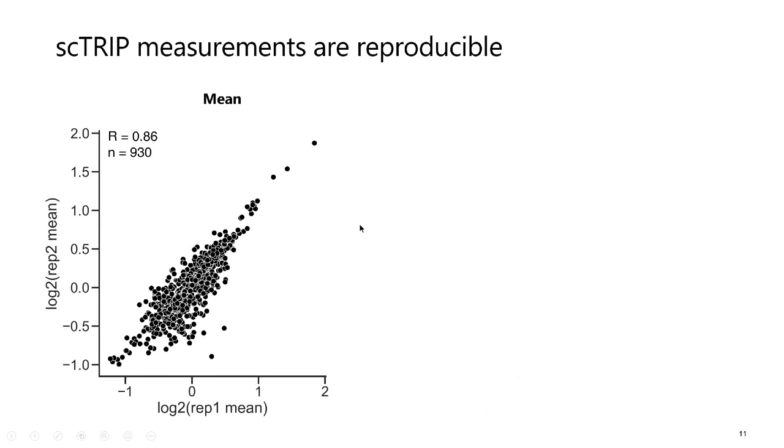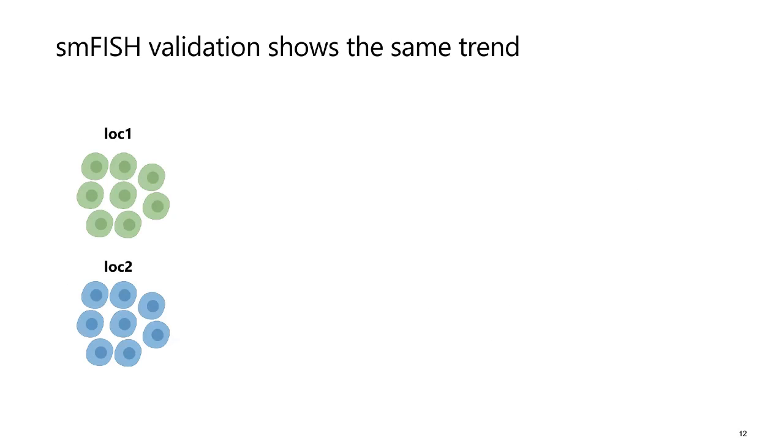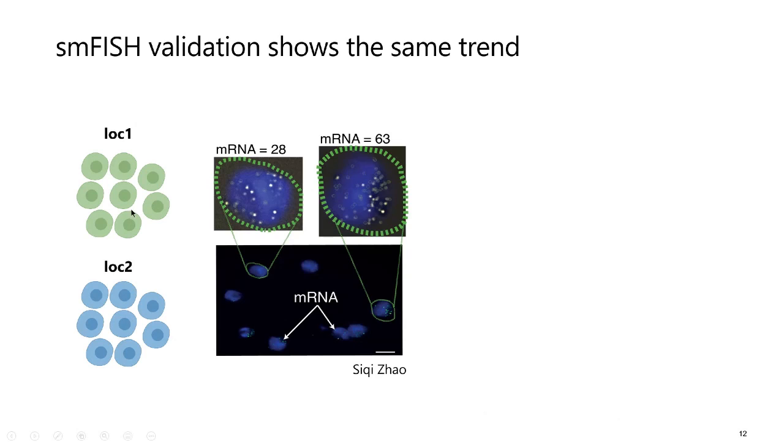Now, if we look at variance, which is what we're interested in, each dot represents the variance of a location, and you can see that they're also pretty correlated. So we're fairly confident in these measurements. We also validated these measurements by single molecule FISH. We generated 2 clonal cell lines. They have an integration of the reporter gene in a different location, and we perform scTRIP and single molecule FISH on each of these 2 clones. Then we count the number of mRNAs in the cell.